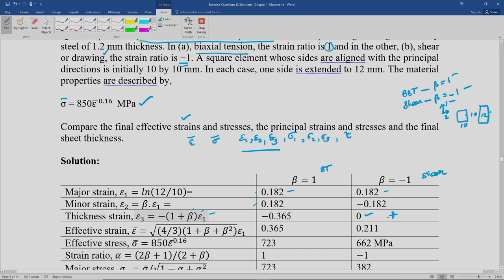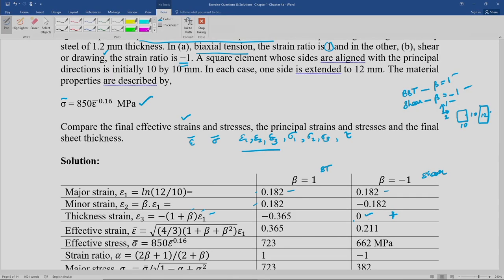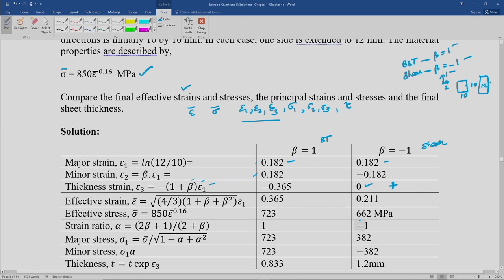There is a previous problem where thickness has increased, okay. In this problem, if you see in shear beta is equal to minus 1, if you deform it, thickness will remain same. That is why your thickness strain is going to be 0. Thickness strain is going to be 0 means what? Thickness remains same. Epsilon 3 is equal to ln of T by T naught, and that is 0, which means T and T naught are going to be same. So that means thickness is not reducing. So there is no thickness strain here. That should be noted here. Here thickness strain is minus, so that means thickness has gone down.